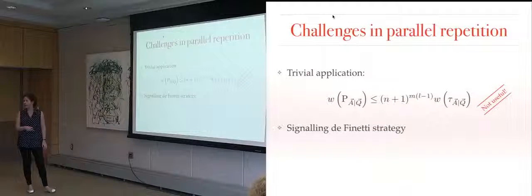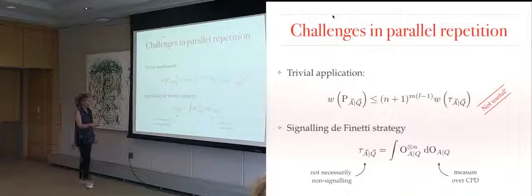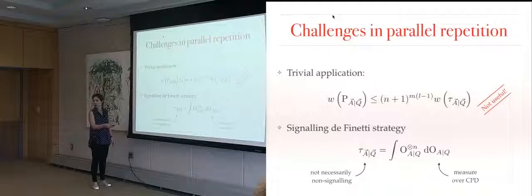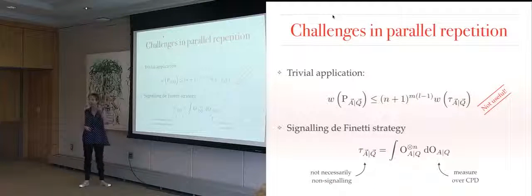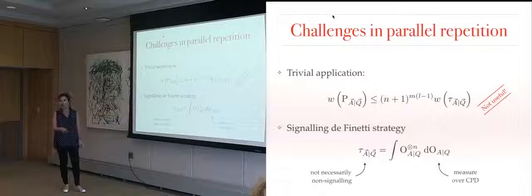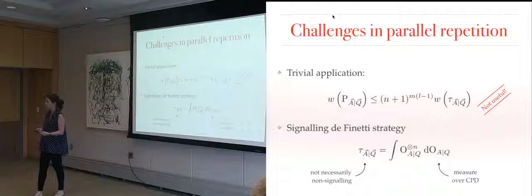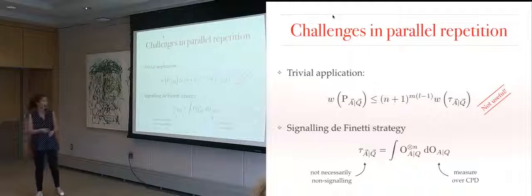When we prove the de Finetti reduction, the inequality that I showed you before, we actually have a de Finetti strategy here, which is signaling. What does it mean? This is the structure of the de Finetti strategy, and here we have this measure. This measure goes over all possible conditional probability distributions, all possible strategies for one game. It also includes strategies where the players are signaling, also signaling conditional probability distributions. So if the players want to simulate those strategies, they will have to communicate between them.